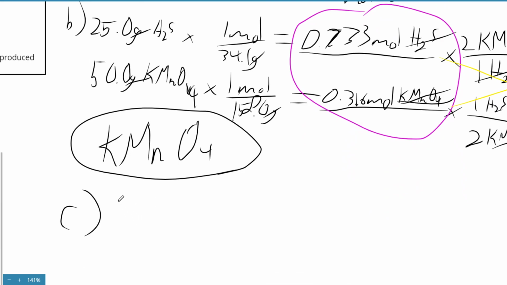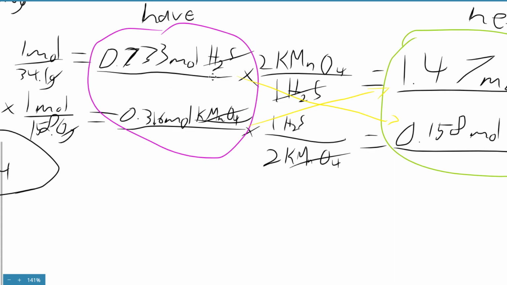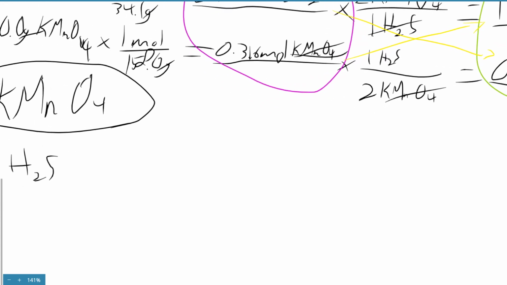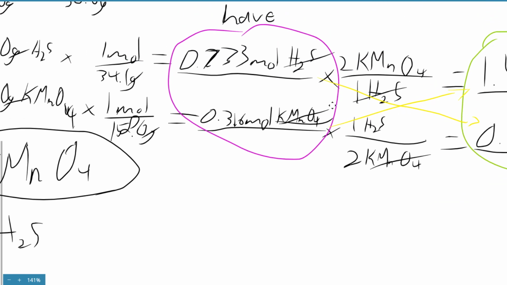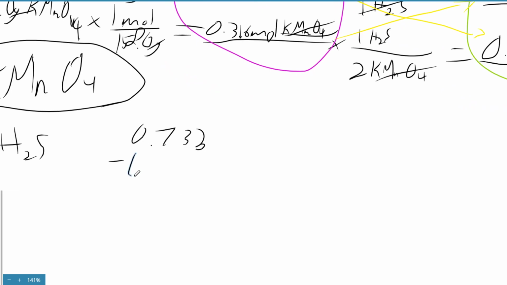So what we do is this. Yeah, let's just write down H2S because that's half the answer. And then for H2S, to find what the excess is, we subtract what we need from what we have. So we have 0.733, that's what we have, minus 0.158. Yeah, put that in your calculator. 0.733 minus 0.158 is 0.575 moles of H2S.